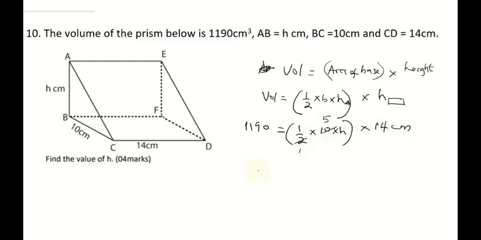So we are going to have 1190 is equal to 5 multiplied by 14, it's going to give us 70H. Therefore, H is going to be 1190 all divided by 70. Cancel the 0 with the 0. 119 divided by 7. 7 into 11, you're going to have one whole number. And 7 into 49, you're going to have 7. So this is going to be 17 cm, final answer.